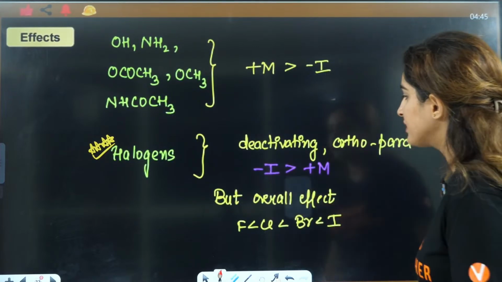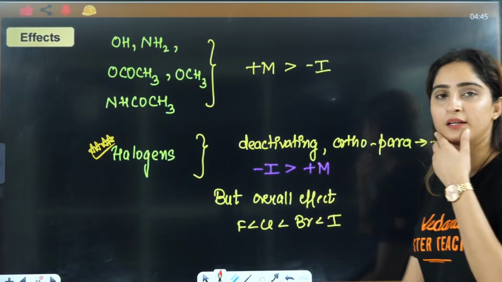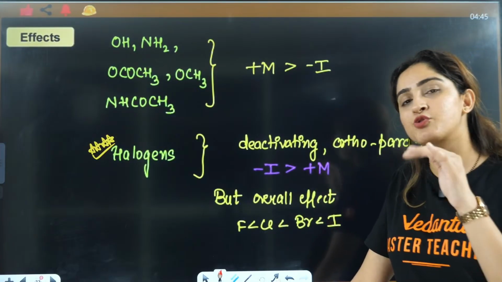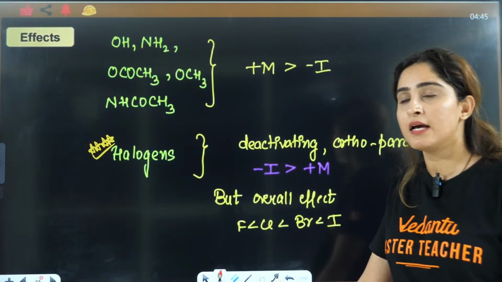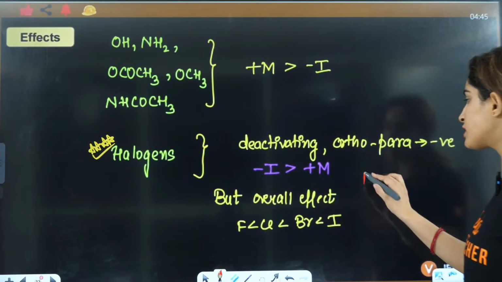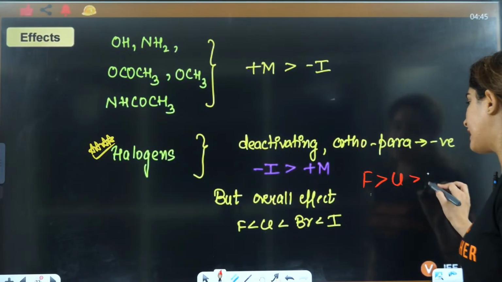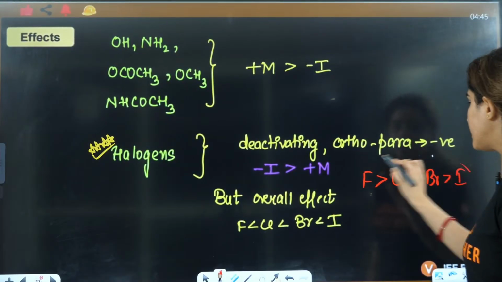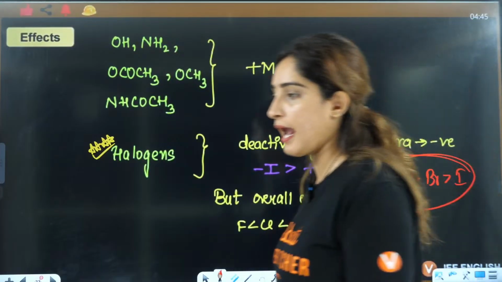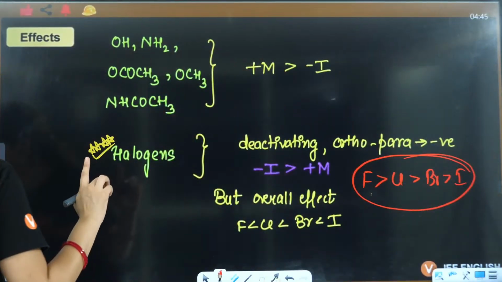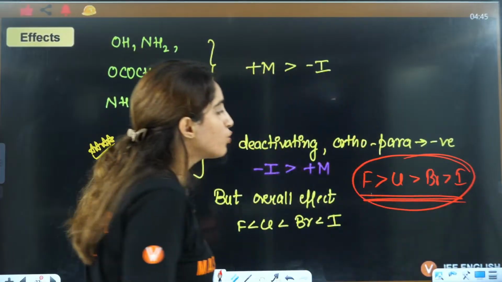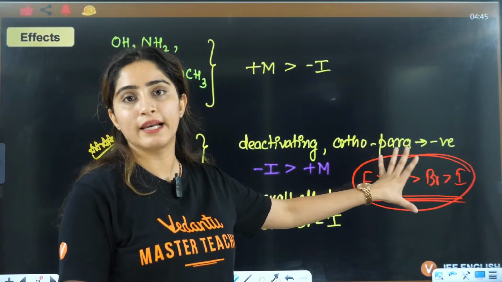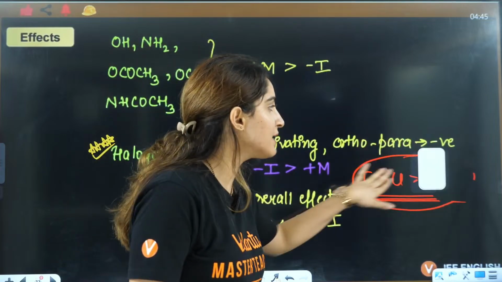But understand one thing. If I ask you, ma'am, minus I is dominating, that means electron withdrawing power will be according to minus I. Then according to minus I, fluorine is most electronegative, then chlorine, then bromine, then iodine. This should be the electron withdrawing power, and this is the biggest mistake that students do. This is not the electron withdrawing order, right?